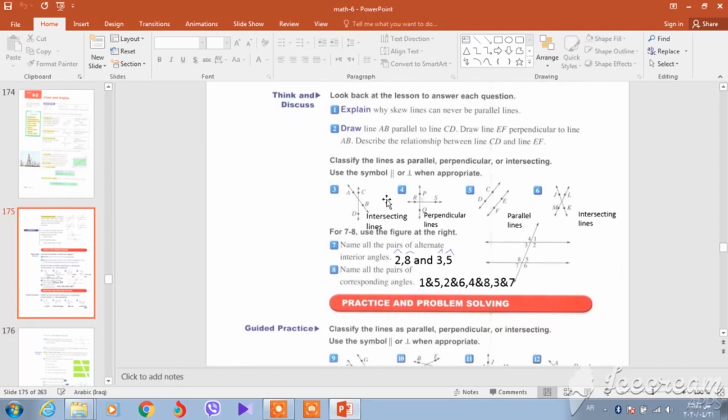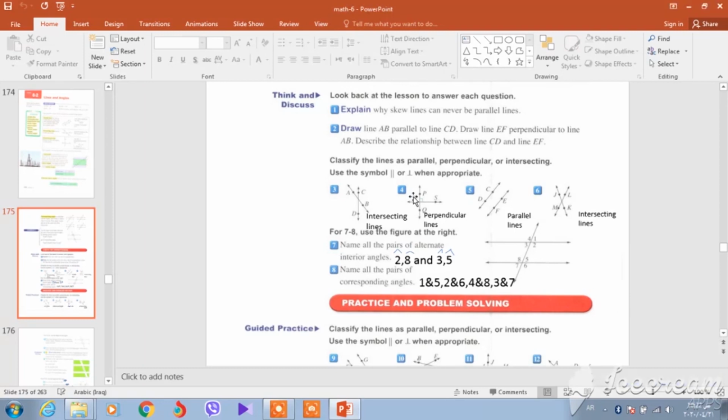Practice 3 says classify the lines as parallel, perpendicular or intersecting, using the symbol for parallel or intersect when appropriate. Are line segments AB and CD intersecting, perpendicular or parallel? If you look, the answer is intersecting lines.